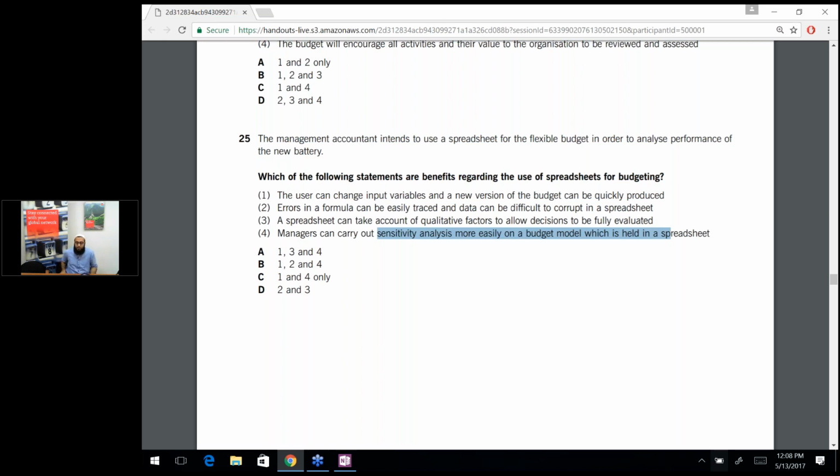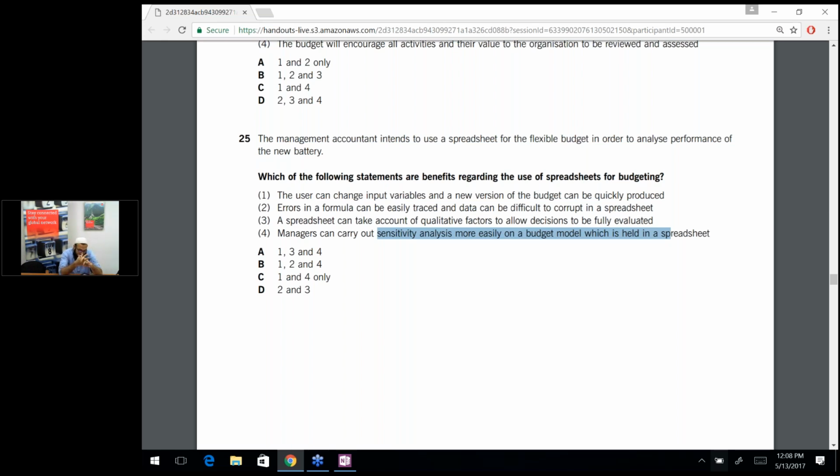So yes, this is the answer. Sorry, what is sensitivity? You must know the knowledge of sensitivity. Sensitivity means which variable is critical for the organization. So in sensitivity, we change each and every variable separately. We change each and every variable in isolation to see the impact it will bring on the results.